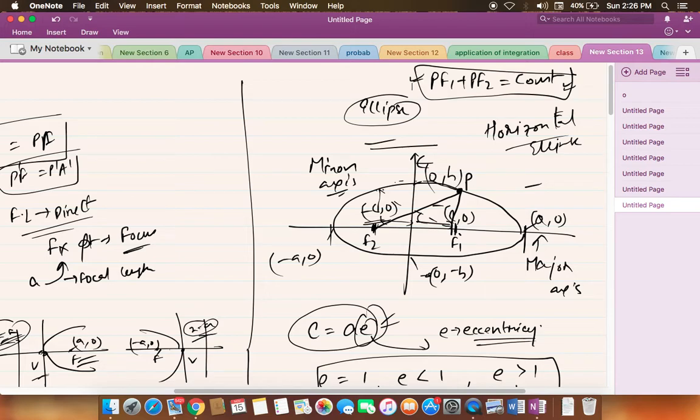The definition says that an ellipse is a collection of all the points whose distance from focus 1 and distance from the second focus, the summation of those distances, is always a constant. Therefore the figure obtained by collecting all those points is termed an ellipse.